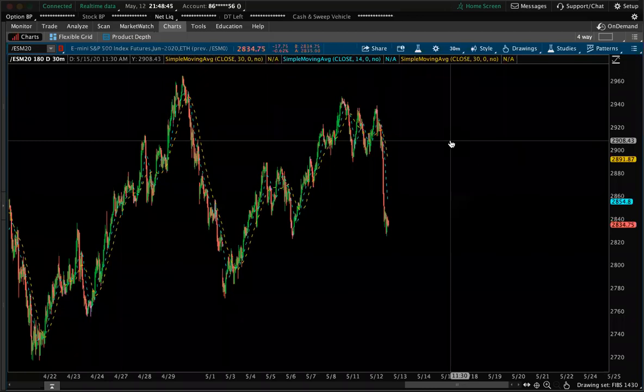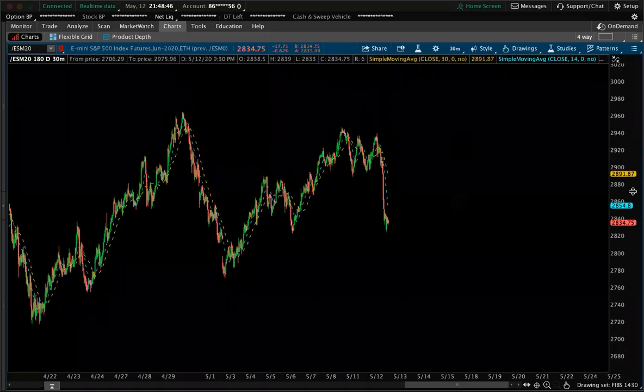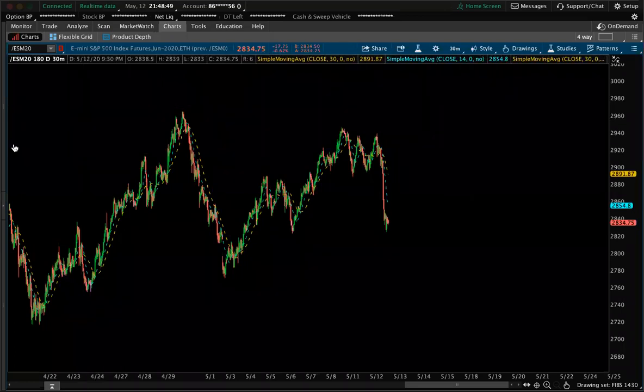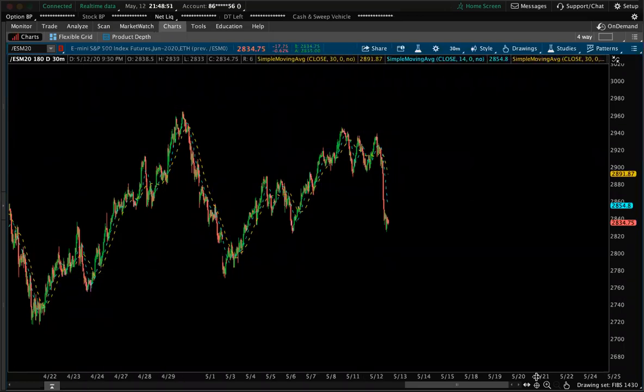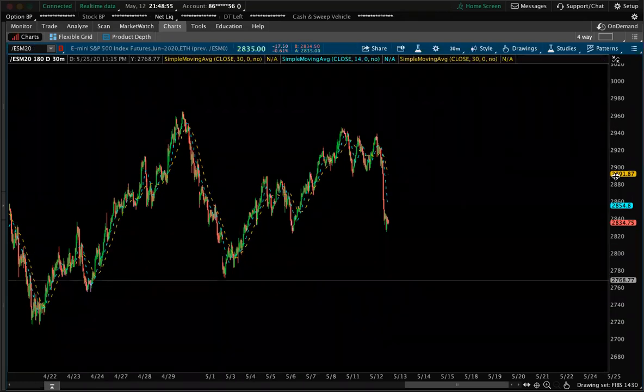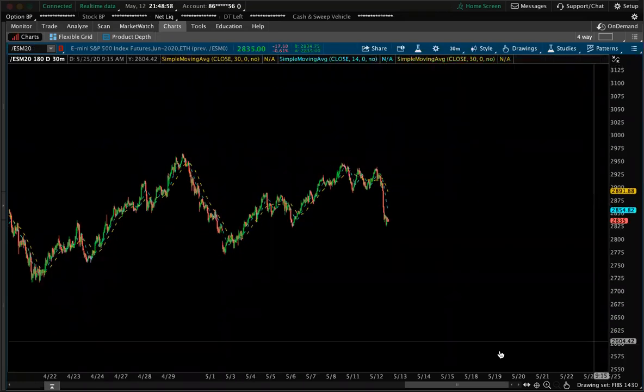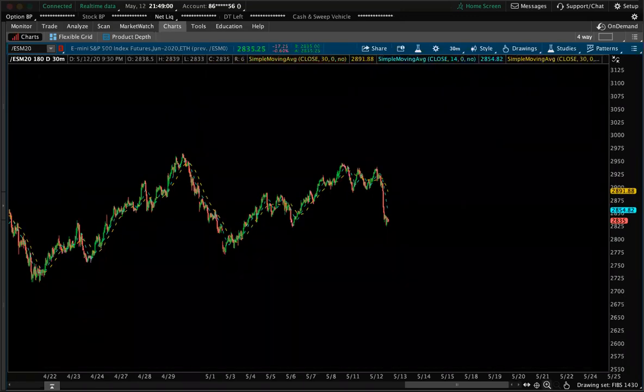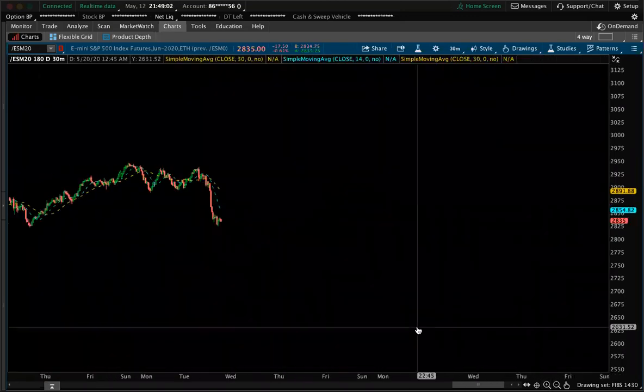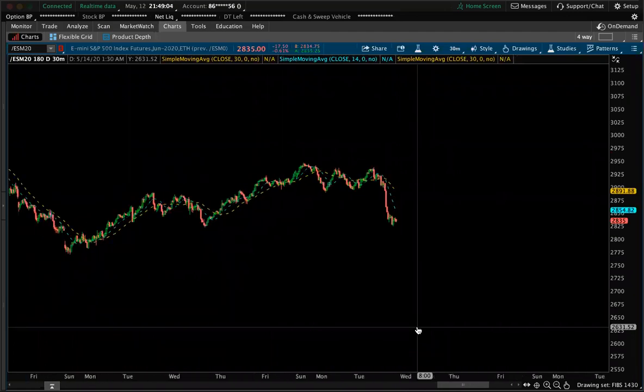So this is a 30-minute. We're using ES right now. I actually prefer to use SPY, but I like to use ES because it's 24 hours. If we get any purple candles, that's going to be a nice reversal. So it's a 30-minute, 14 and 30.